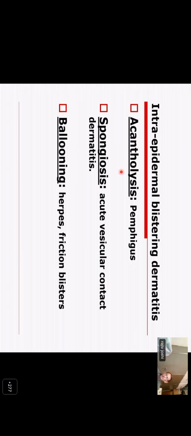So if you have acantholysis, the differential is pemphigus. If you have spongiosis with intraepidermal blister, it could be acute vesicular contact dermatitis. And if you have ballooning, it could be herpes. We saw one case of intraepidermal blister because of ballooning and acantholytic cells because of herpes.